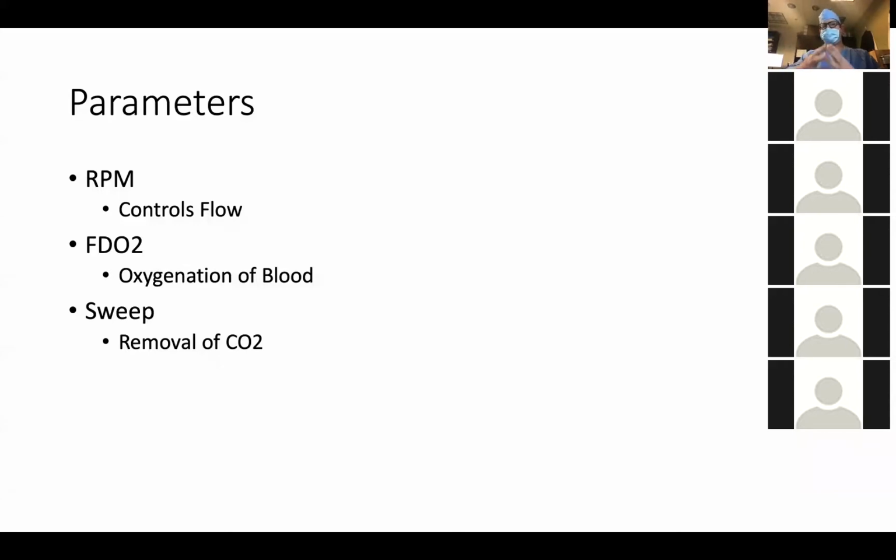FDO2 refers to how much the blood's oxygenated, just like on the vent. This is like your FiO2 on a ventilator. And sweep is just like your minute ventilation. The higher the sweep, the more CO2 is removed from the oxygenator.